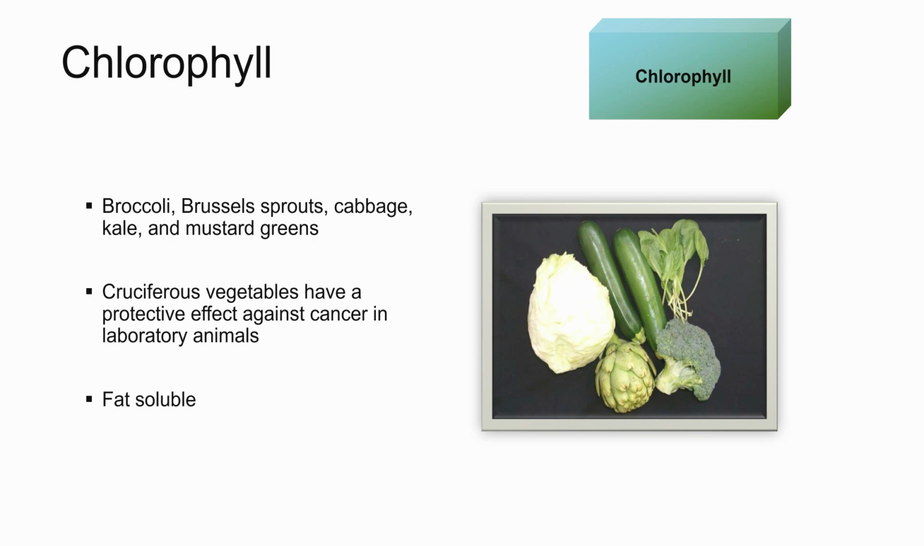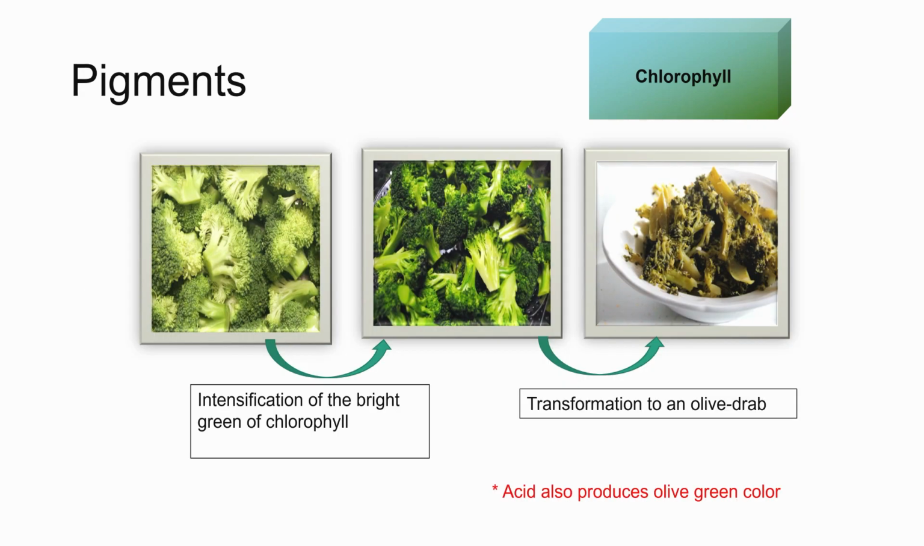Broccoli, Brussels sprouts, cabbage, kale, and mustard greens. These are all examples of foods with chlorophyll. Cruciferous vegetables, such as broccoli, have a protective effect against cancer in laboratory animals. Chlorophyll is also fat-soluble. Here's an example of what happens to broccoli.